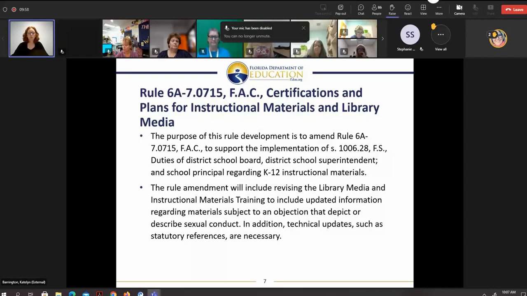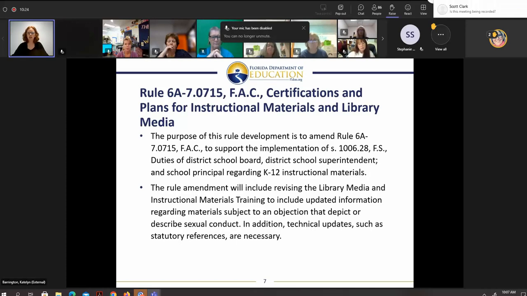So here you can see the purpose for the rule development as noticed. The purpose of this rule development is to amend Rule 6A-7.0715, Florida Administrative Code, to support the implementation of Section 1006.28, Florida Statute, duties of district school board, district school superintendent, and school principal regarding K-12 instructional materials. The rule amendment will include revising the library media and instructional materials training to include updated information regarding materials subject to an objection that depict or describe sexual conduct. In addition, technical changes such as statutory references are necessary.